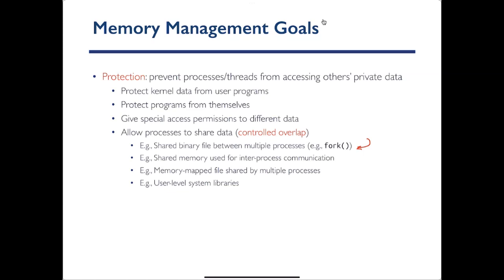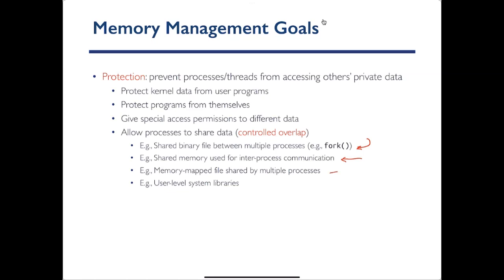The second example is inter-process communication, IPC, through shared memory. If you remember, process A could ask the operating system to allocate a shared memory space, and then other processes could also use that memory to communicate with process A. So that's another example of memory sharing.